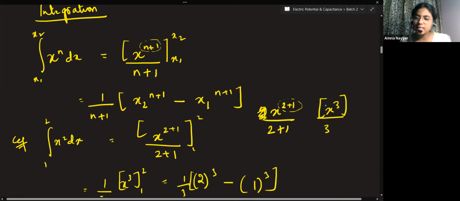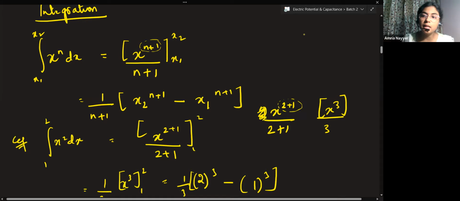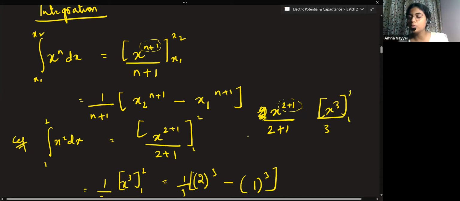Now see, x cubed, this is not our answer. Why? Because we have certain limits. We have to put these limits from 1 to 2. Now what we do, 1 by 3 is a constant, so it will come out. 1 by 3 is a constant, so it will get multiplied. You don't need to solve it. Now, x to the power 3 with limits from 1 to 2.